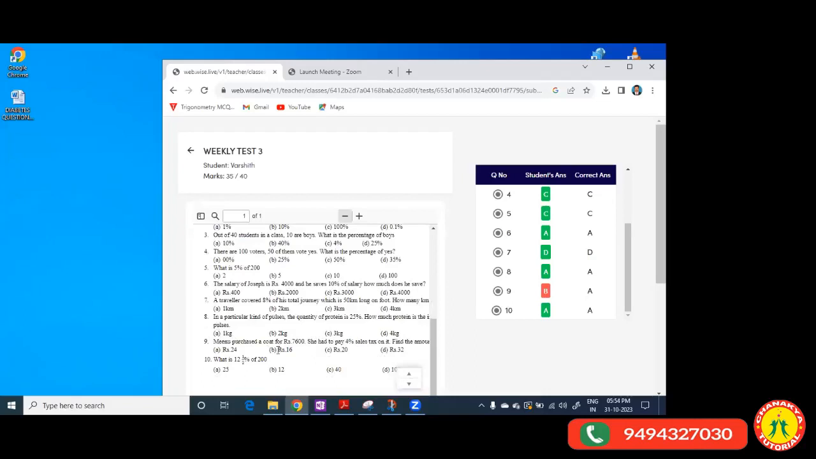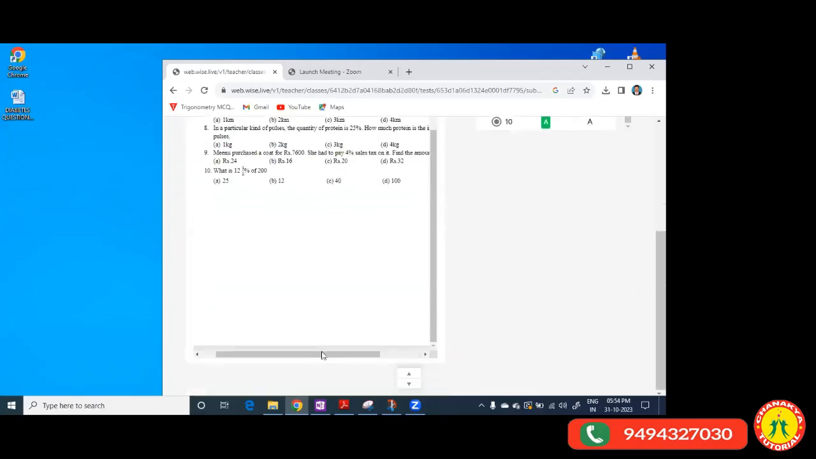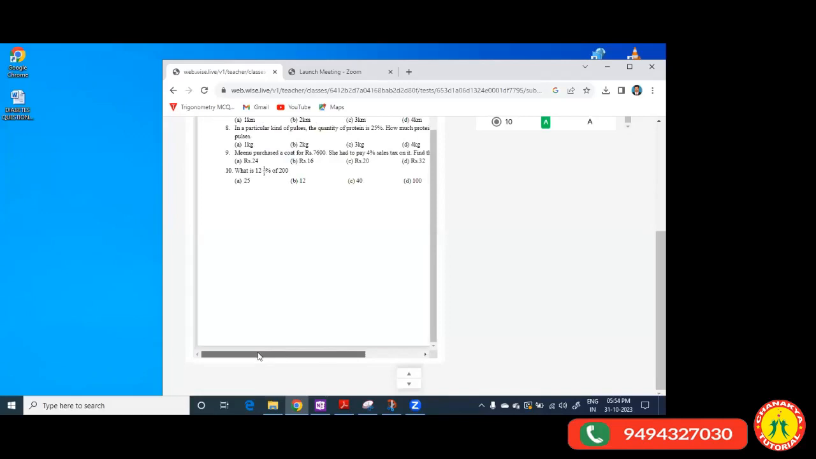Neelu purchased a coat of 7,600. She had to pay 4% sales tax on it. Find the amount. What amount do we have to find? We have to find the sales tax. How much amount we paid as tax we have to find. Easy only, na? See, we will see here.